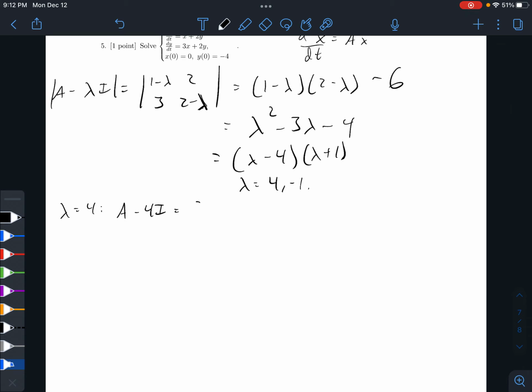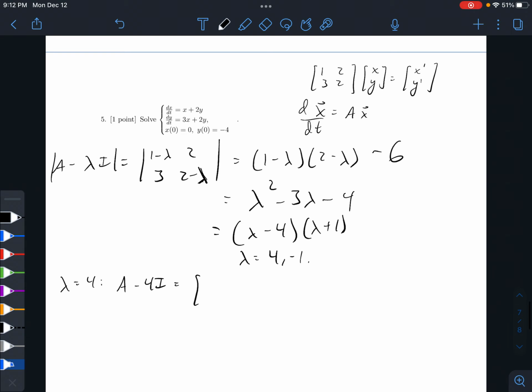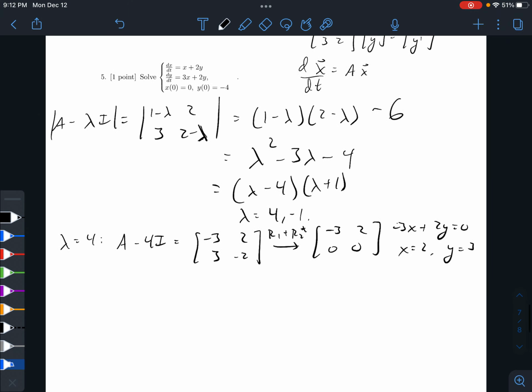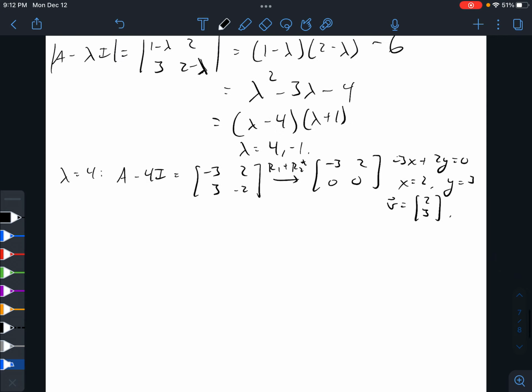So A minus 4I is equal to 1 minus 4 is negative 3, and 2, 3, and then 2 minus 4 is negative 2. I can just add row 1 to row 2. So negative 3x plus 2y is equal to 0. So you can make x be 2, and if you made x 2 and y 3, then that would satisfy the equation. So your eigenvector would be 2, 3.